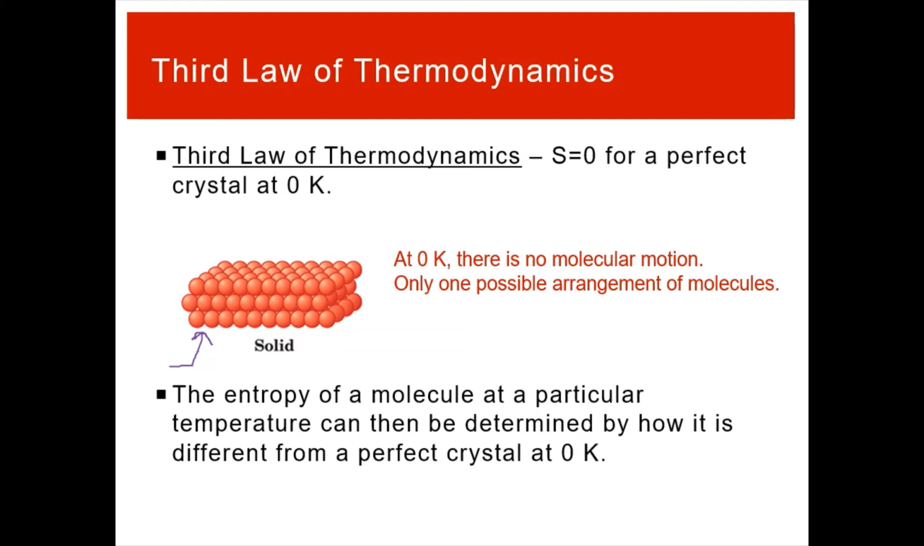So that means you have a perfect pattern, right? There's a perfect arrangement, and most importantly, in a perfect crystal, there is only one arrangement. So that means it's very predictable what the relative positions of those atoms are. And then at 0 Kelvin, there is no motion. There is no molecular motion at 0 Kelvin.